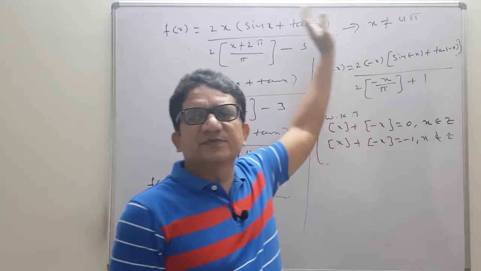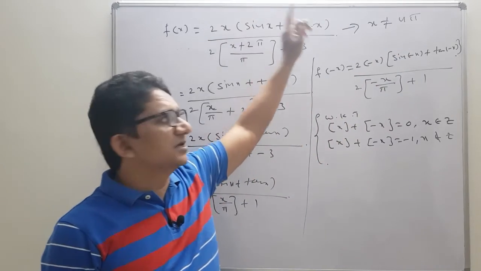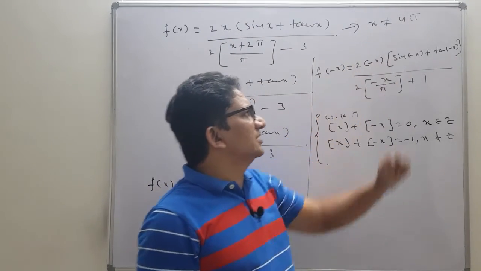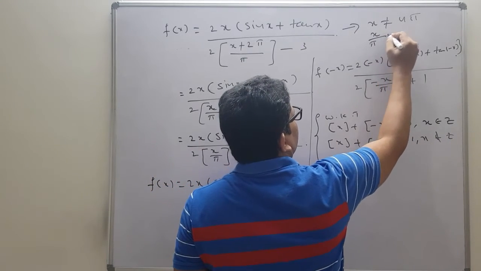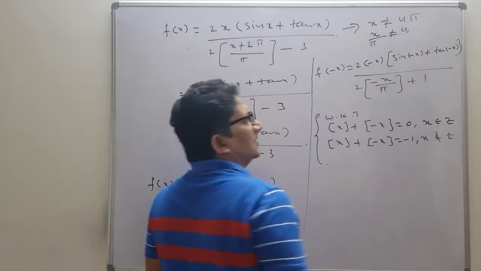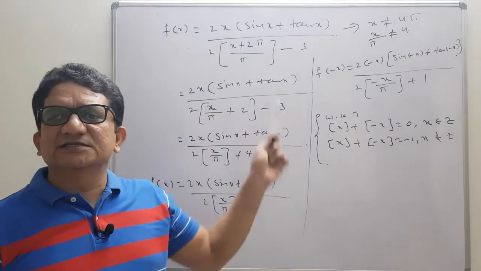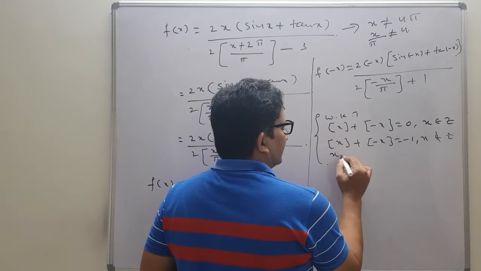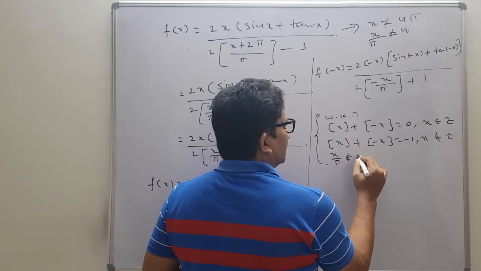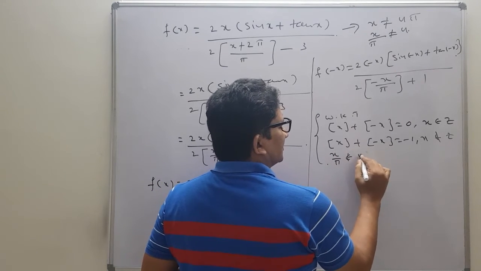If x is equal to n pi, it will become a constant function. Okay, so x is not equal to n pi. If x is not equal to n pi, then x by pi is not equal to n. That means x by pi is not an integer. Here I will write: x by pi is not an integer, where n means integer.